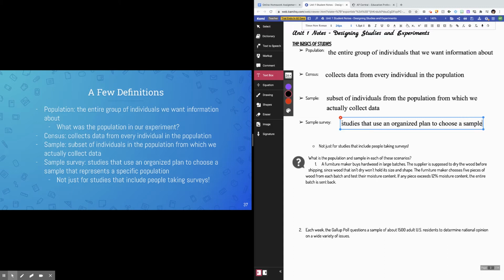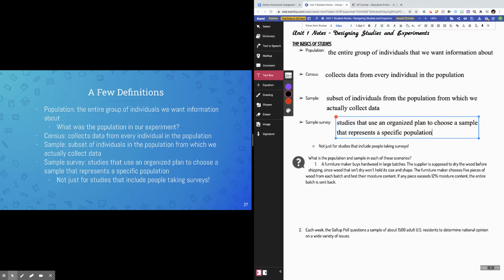Choose a sample that represents a specific population, meaning it is representative of that population, right? That the small sample could be extrapolated essentially to encompass the whole population, that the conclusions that we draw from the sample survey or the study would be true for the whole population, or as true as we can get, okay?